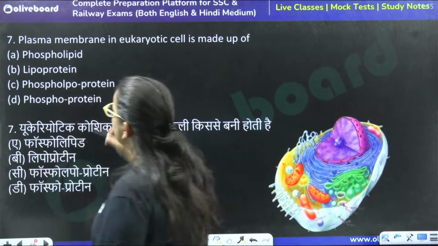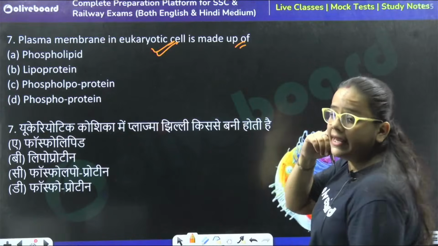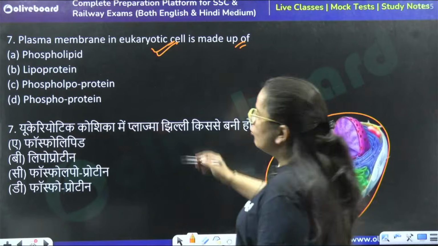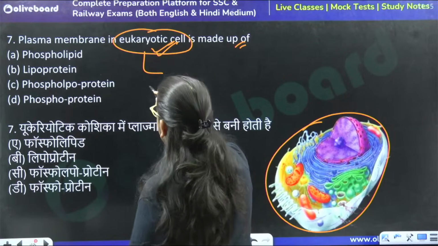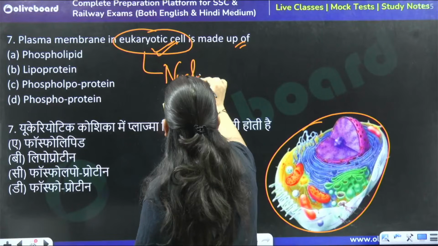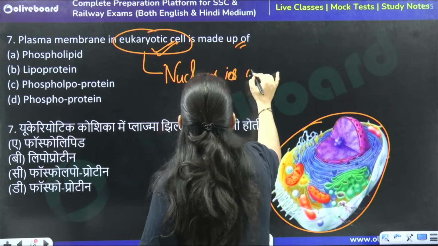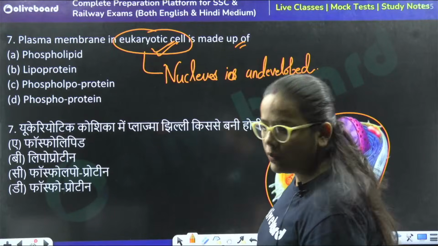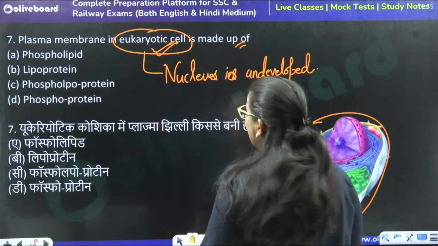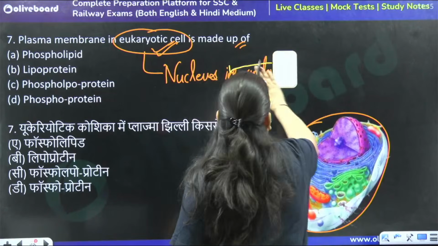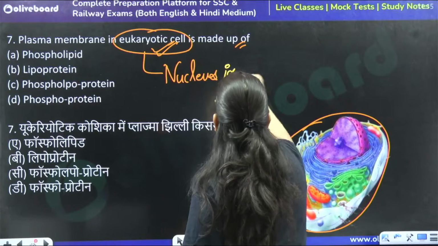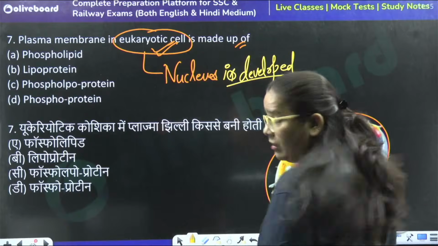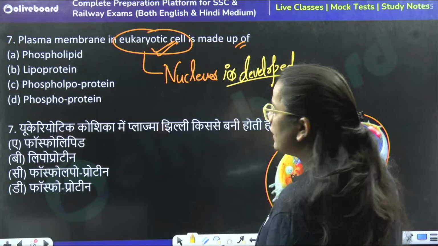Your next question is, plasma membrane in eukaryotic cell is made up of what? So basically a prokaryotic cell is the cell where the nucleus is undeveloped. A cell where the nucleus is developed is termed eukaryotic. Prokaryotic is undeveloped, eukaryotic cell, basically the complete cell, right?